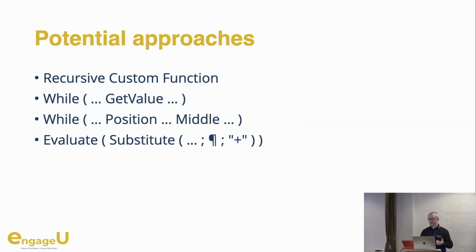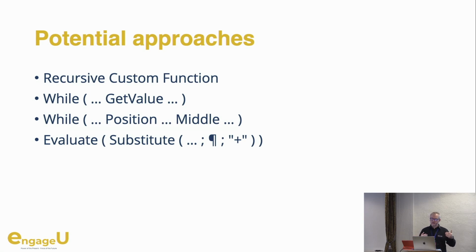Obvious potential approaches include a recursive custom function. I didn't use that because I knew that while is proven to be faster in this case. So I didn't even test that. But using the while function was an obvious answer. I was normally using the get value. So if you iterate from number 1 to the number of items, you use the get value function to get the value that you need to work with.